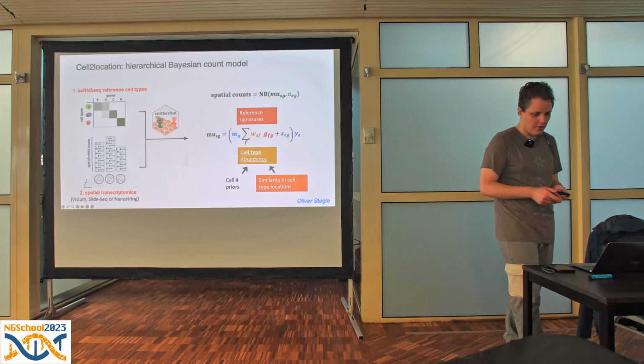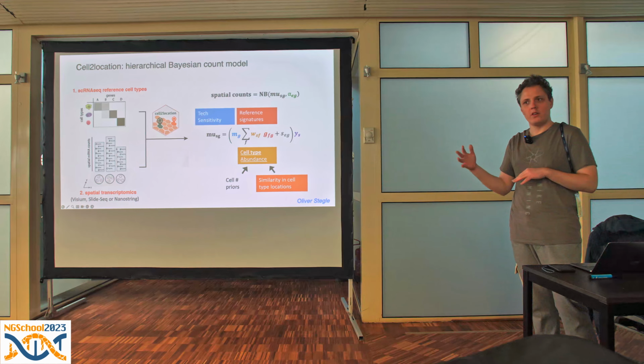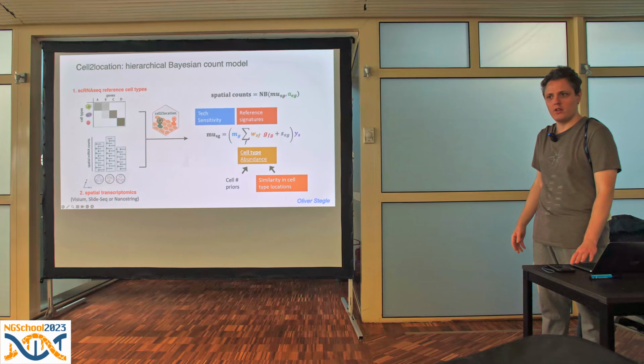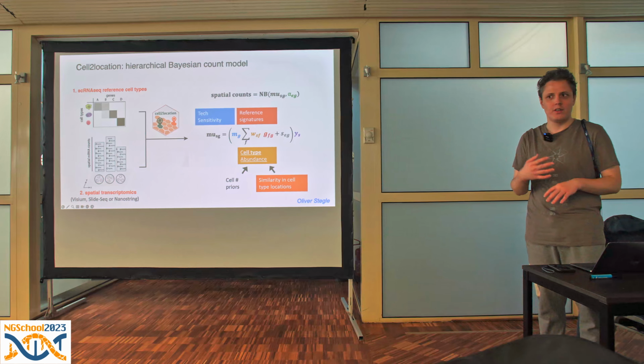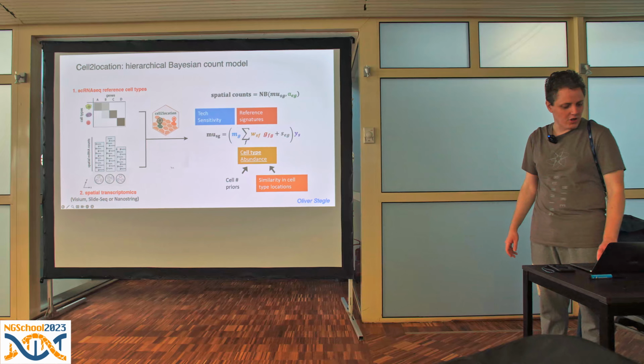And then we have a bunch of technical properties. First, we need to account for the difference between single cell and spatial transcriptomics technology. You can think of it as regressing the difference between them by using this multiplicative m_g parameter.